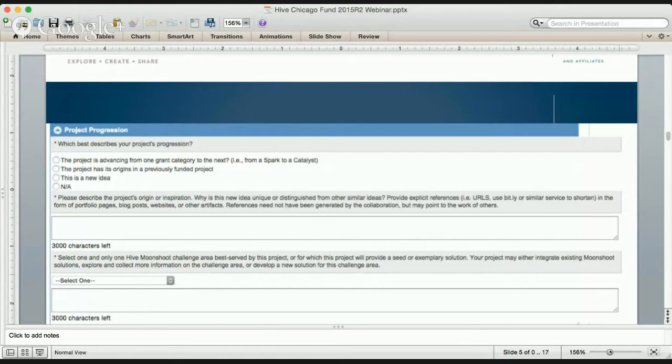And Robert, maybe just for the newbies, do you want to explain what a seed and exemplary solution is? Do we have time for that?